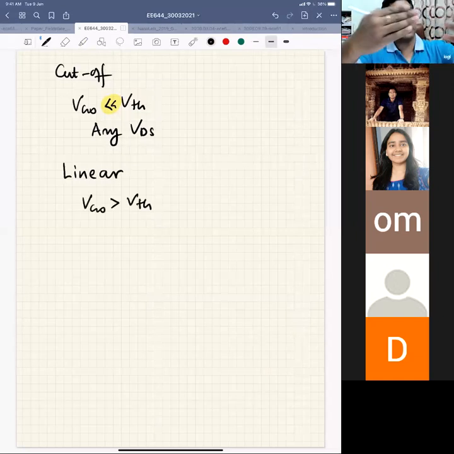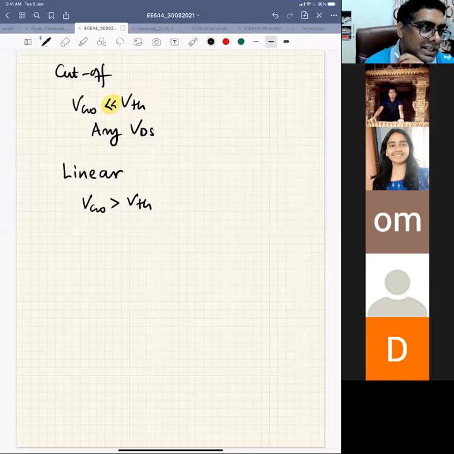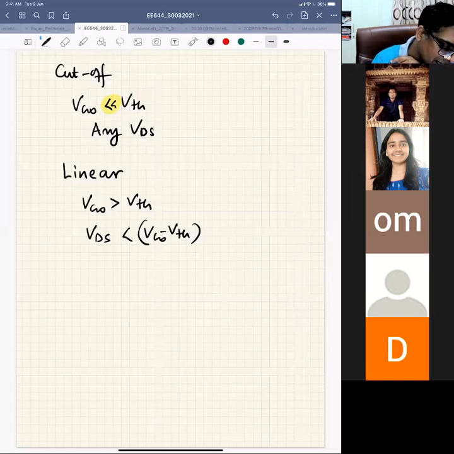That means we have an inversion layer at the surface. VGS is greater than VTH, but your VDS is less than VGS minus VTH. That is the overdrive voltage. Your VDS is less than the overdrive voltage. This is linear, so this is cutoff, then this is linear.